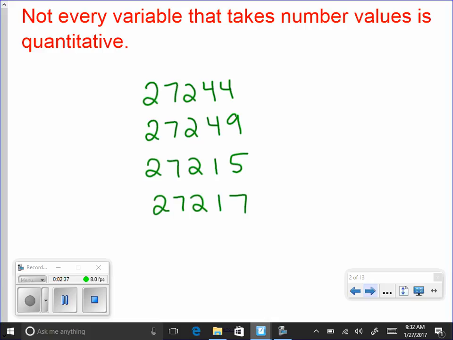Because it's talking about location. People are located in a certain area, and it would not make sense to take an average of these numbers. Another example of a variable that takes on a numerical value that is not quantitative would be area code. Our area code here is 336. In Raleigh, it's 919. In Wilmington, it's 910. If you go to the mountains, it's 864. Again, it would not make sense if we collected data on area codes to take an average of those numbers. So that would not be quantitative. Don't just jump to the conclusion that it's quantitative just because you see a number.